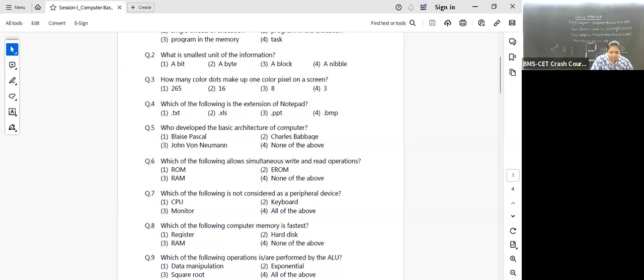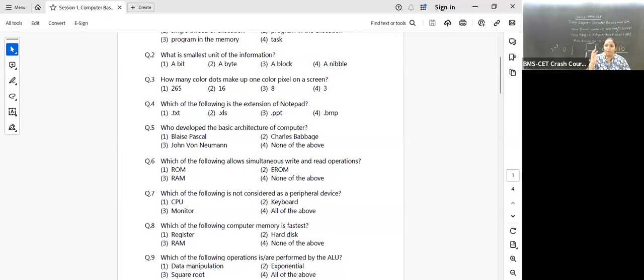Okay. Now the next question is, which of the following allows simultaneous write and read operations? Now, as I said, two memories, ROM and RAM. ROM was read-only. RAM was random access memory. ROM is, as the name says, read-only, so can it perform writing? Can RAM perform writing? It is randomly accessing. It is reading as well as writing.